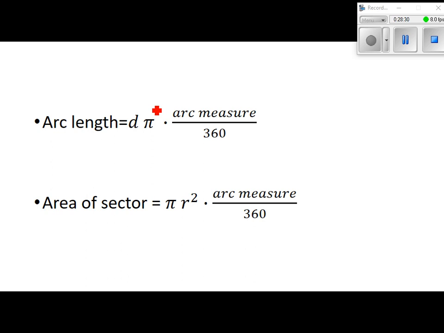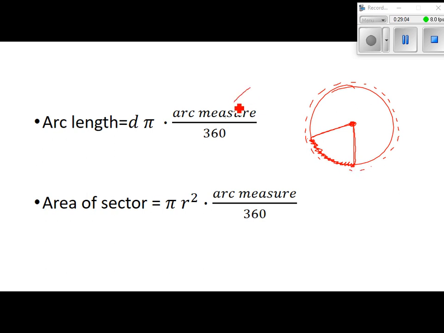So here we have this. I have some certain section of the circle that I want to deal with, that sector. If I want to find the length of this right here, all you're really doing is finding the entire circumference of the circle, and then just taking the part that you want. And that's where the arc measure comes in.